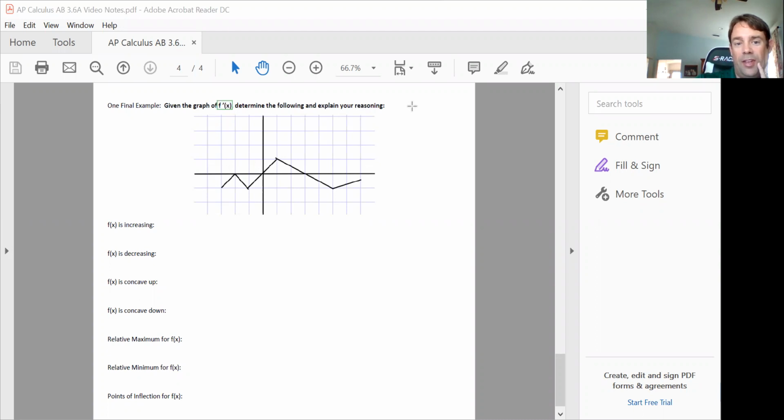All right, friends, let's see how you did. f of x is increasing. Well, let's think about what that means. If it's increasing, it means the derivative is a positive value. Well, this is my graph. When is this derivative a positive value? It's a positive value here, and it's a positive value there. So that's when I'm increasing.